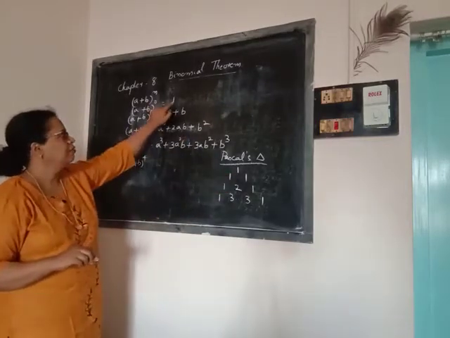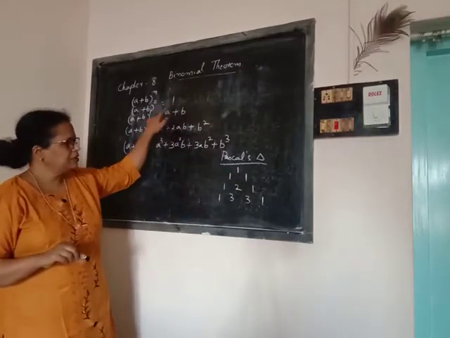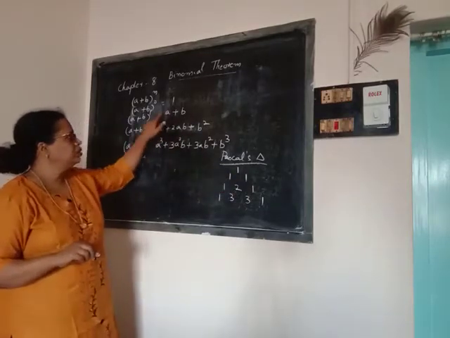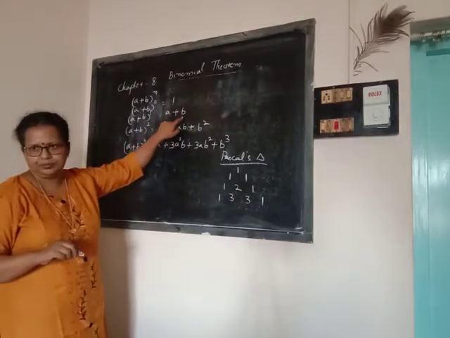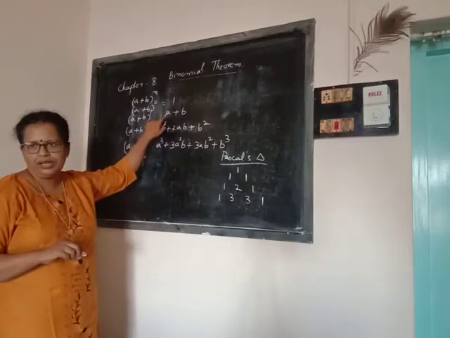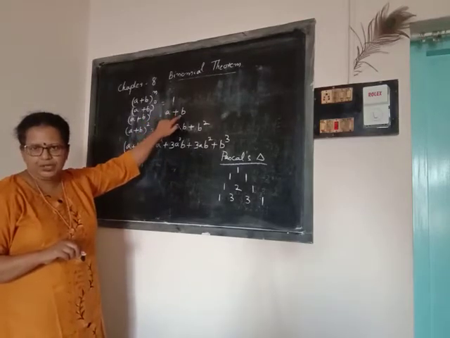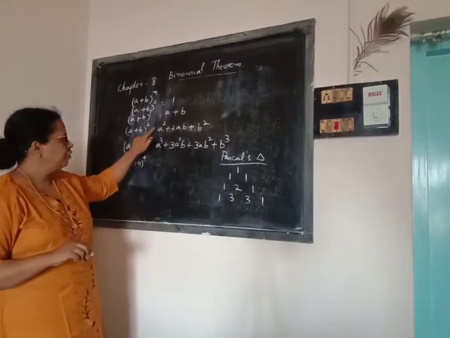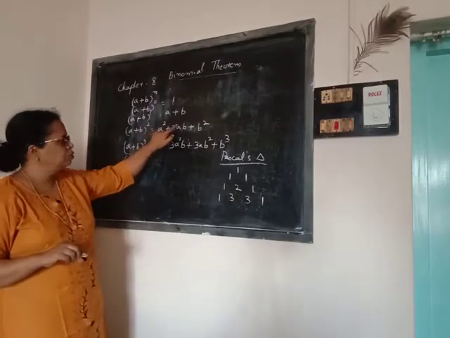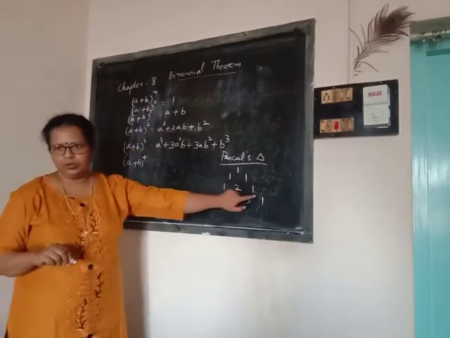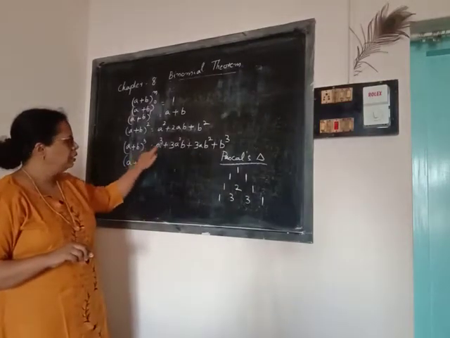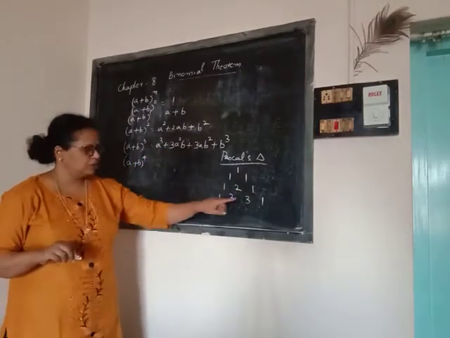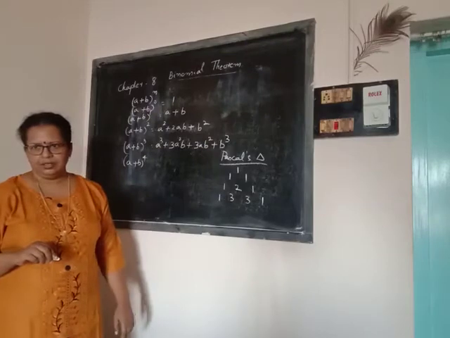1, 1. A plus b is here, it is 1, 1. It is the coefficient of the term. What is the coefficient of a? 1. Coefficient of b? 1. That is this 1 part. Next the coefficients are 1, 2, 1. That row 1, 2, 1. Next coefficients 1, 3, 3, 1. So it is 1, 3, 3, 1.